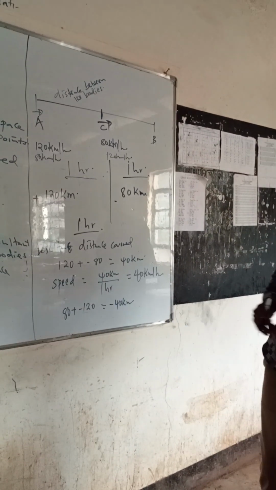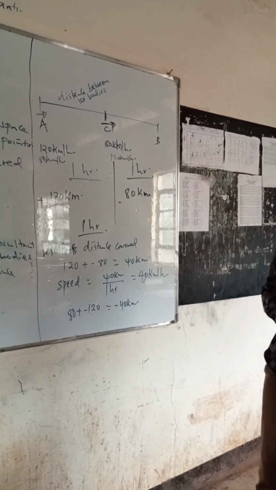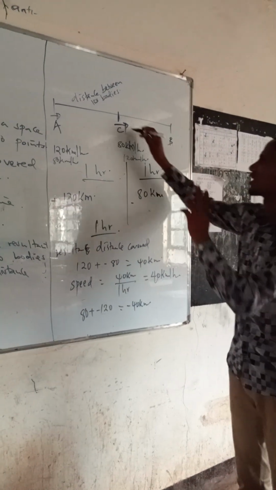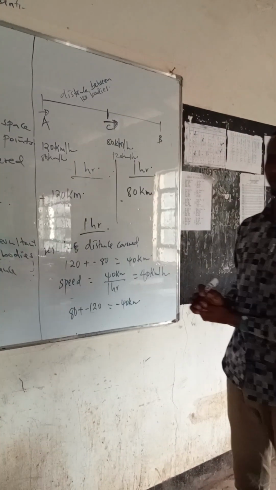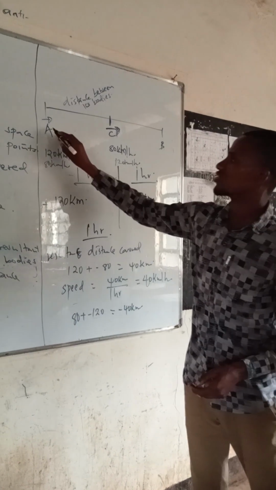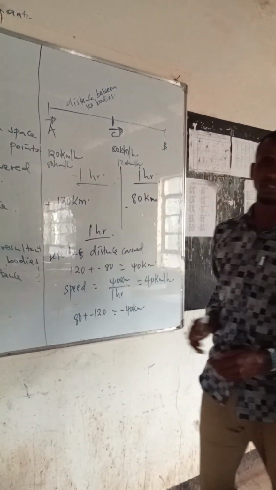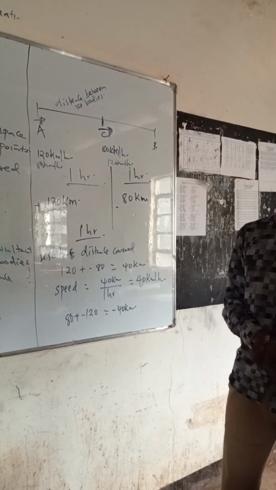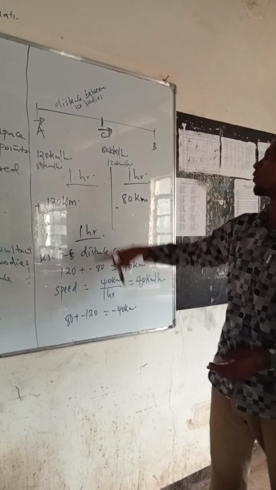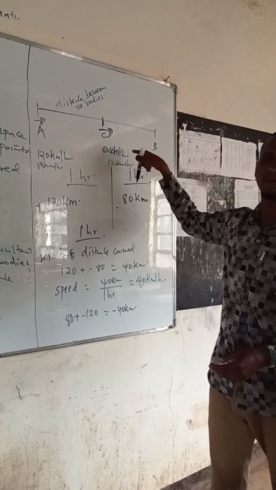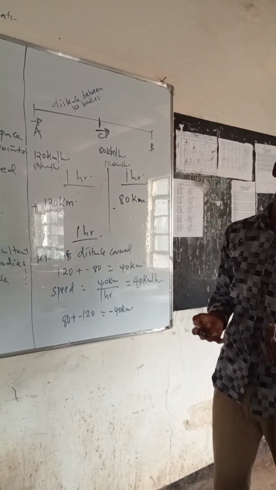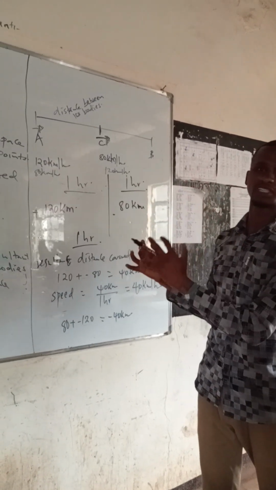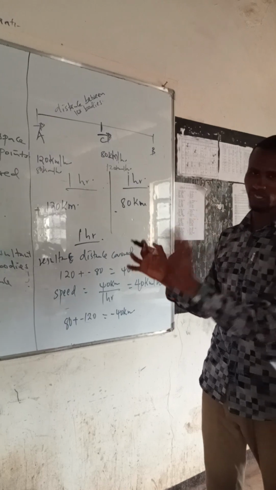So this is what we call relative speed. When the bodies are moving in the same direction, the resultant speed, or the relative speed, will be the difference between their speeds, that is 120 kilometers per hour minus 80 kilometers per hour. I believe now you understand why. The reason is that one is increasing the gap, the other is reducing the gap. So it will depend on which one is higher.